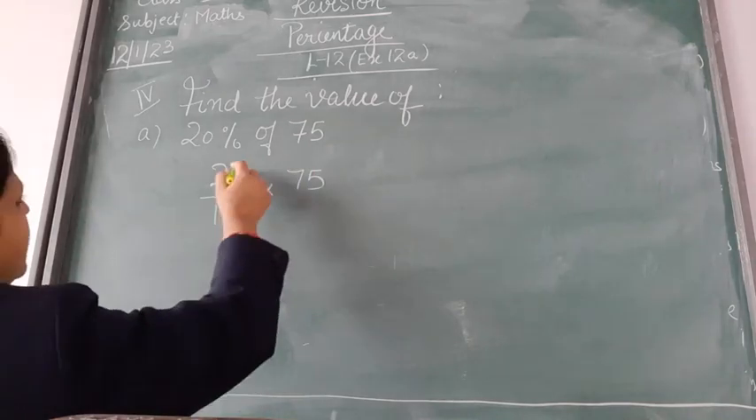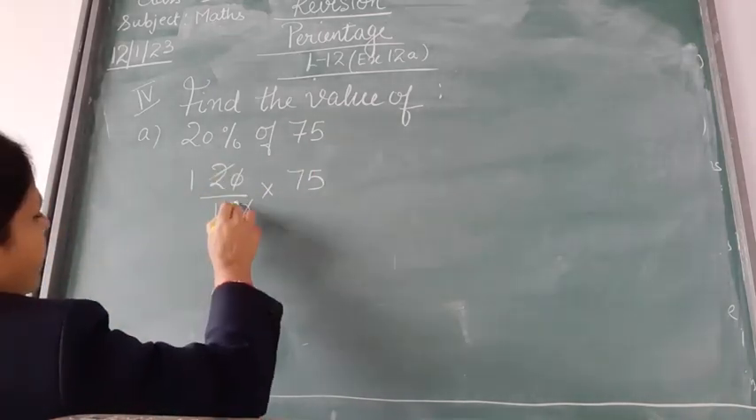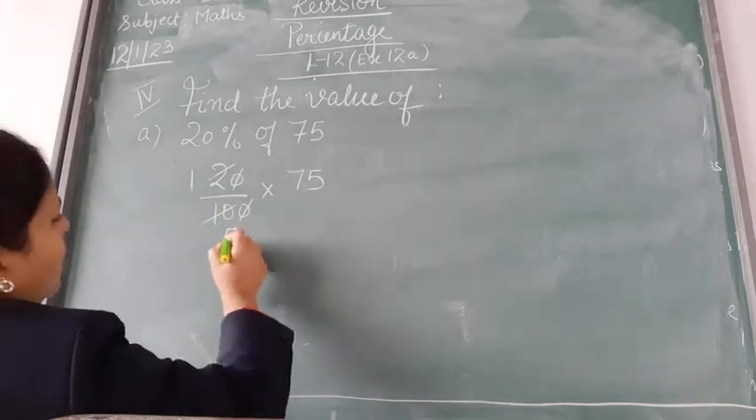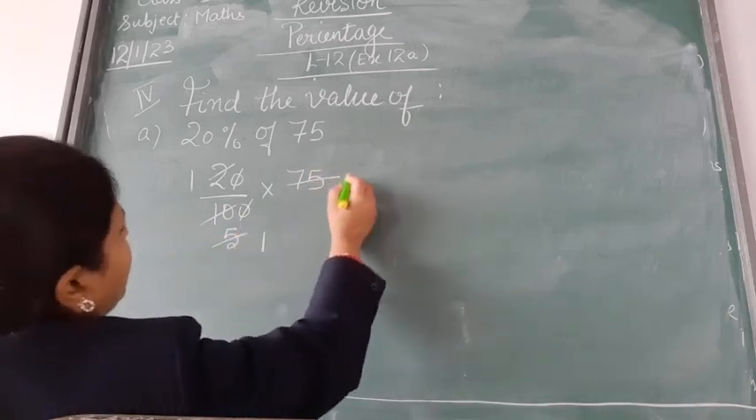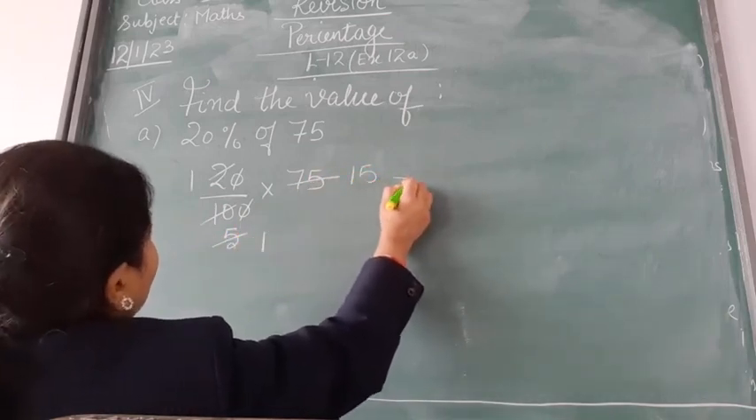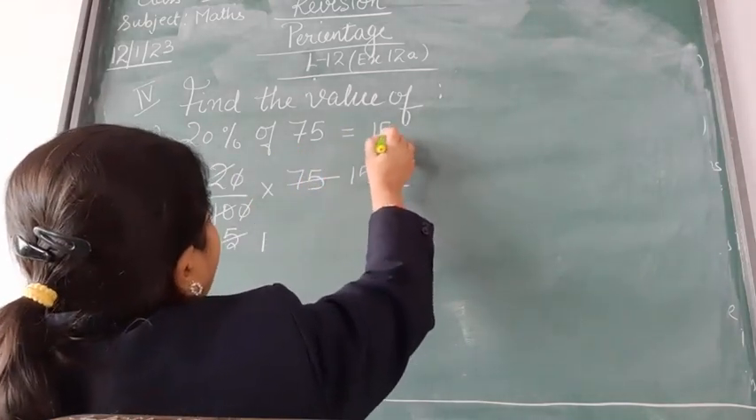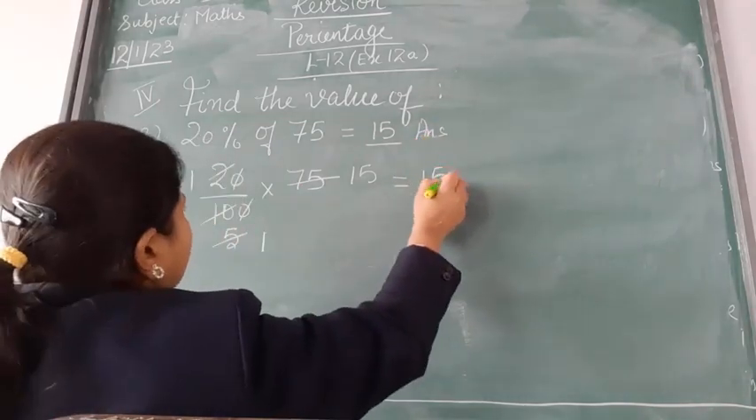So let us find out. Common 0 will get cancelled. We will divide 20 by 10, that is 2 by 1, and 10 by 2 and we get 5. Now we will divide 75 by 5 and 5 by 5, and what do we get? We get 50. So 20% of 75 is equal to 50. This is our answer. Right?